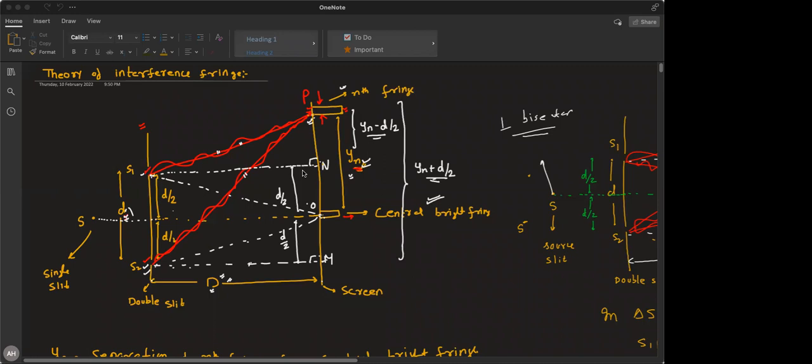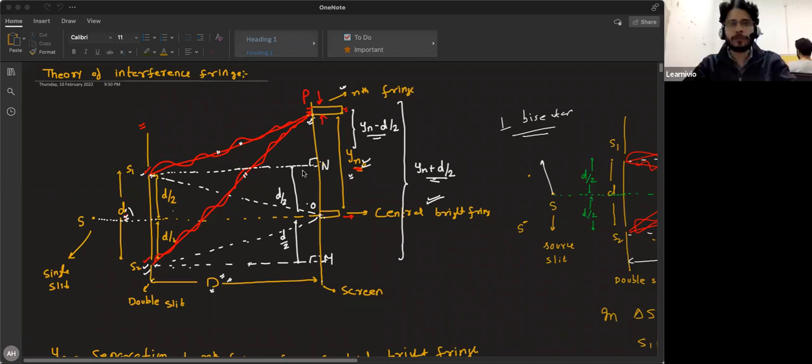Yes, sir. Okay. So up to last class, we have finished the condition for the phase difference and path difference for bright fringe and dark fringe. So Hishma, what was the condition of path difference for the bright fringe?